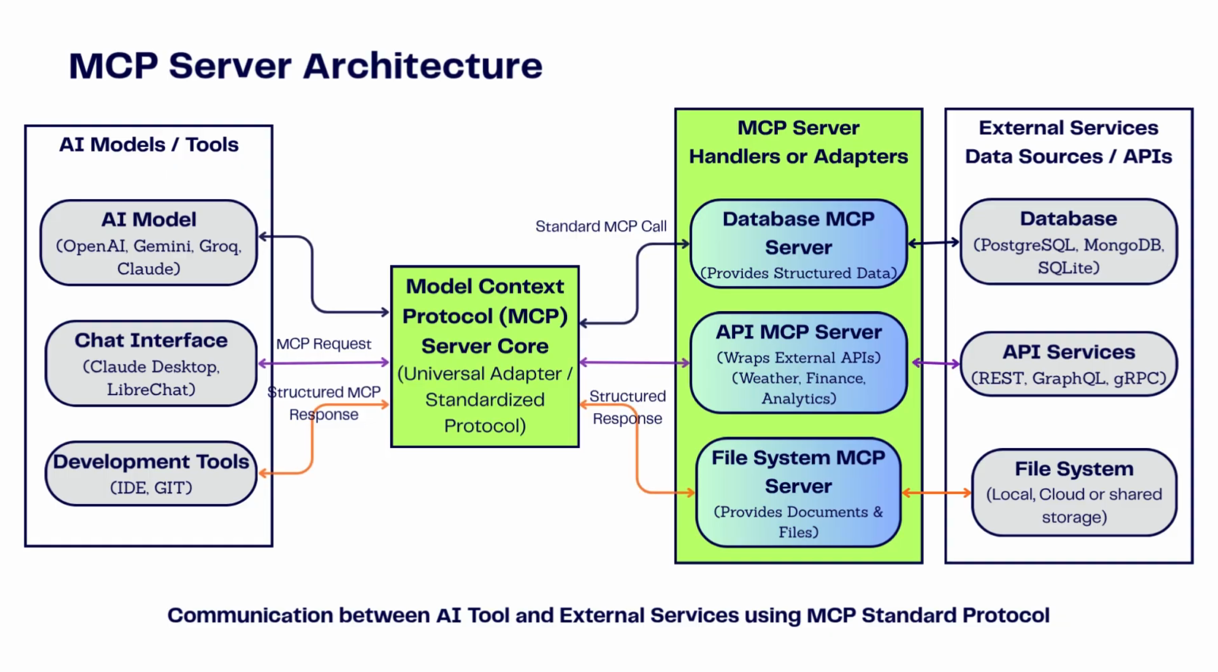So, putting it all together, the server core routes the request, the handlers do the work, the data sources provide the actual information, and the response layer sends everything back neatly to the model. That's the big picture of how an MCP server operates behind the scenes.